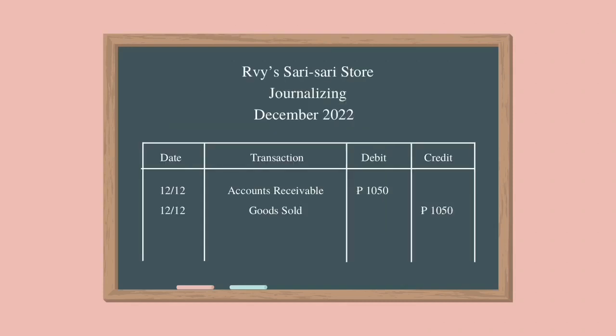Same goes to the journalizing. The first entry in the second transaction is accounts receivable and also our debit entry, and the goods sold is the second entry and the credit entry. We also need to write the date and the peso sign and the amount given in the transaction.